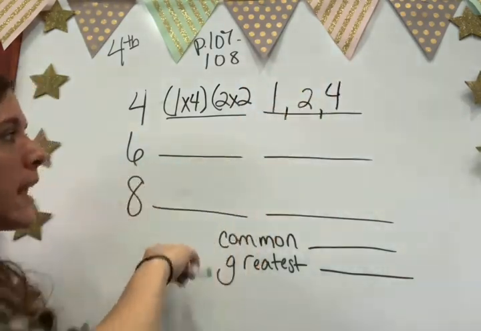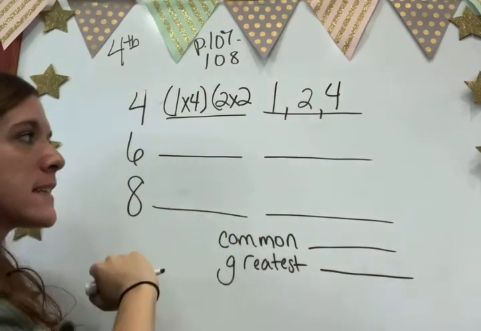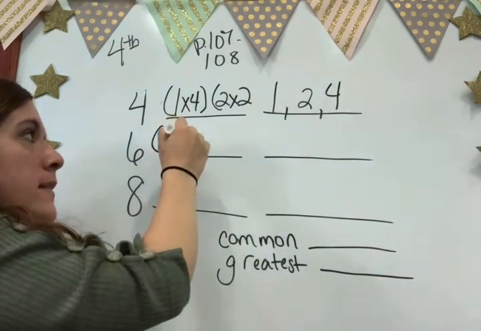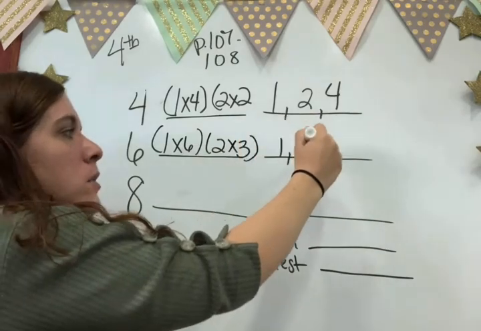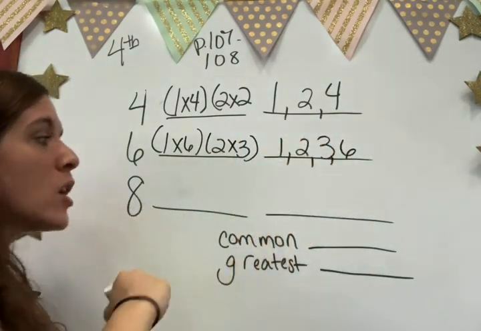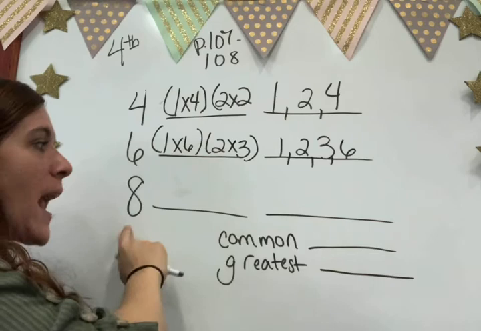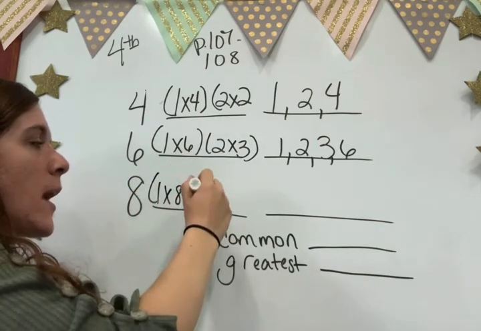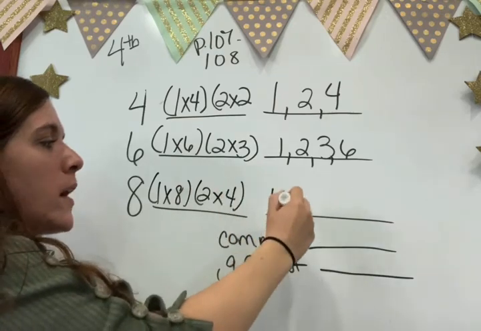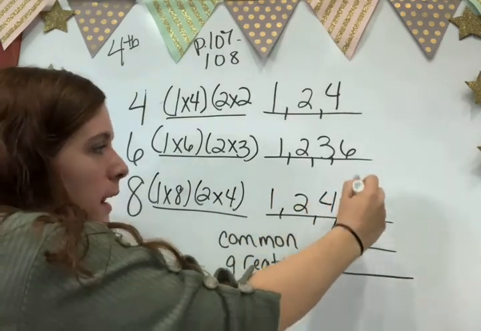Cool, cool, cool. Keanu, what are my pairs of factors for 6? 1 times 6 and 2 times 3. So 1, 2, 3, 6. Good. Fernanda, what are my pairs of factors for 8? 1 times 8, 2 times 4. Excellent, Chica. So 1, 2, 4, 8.